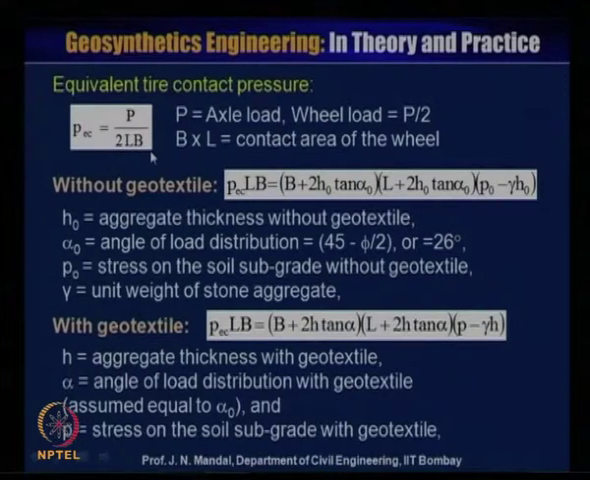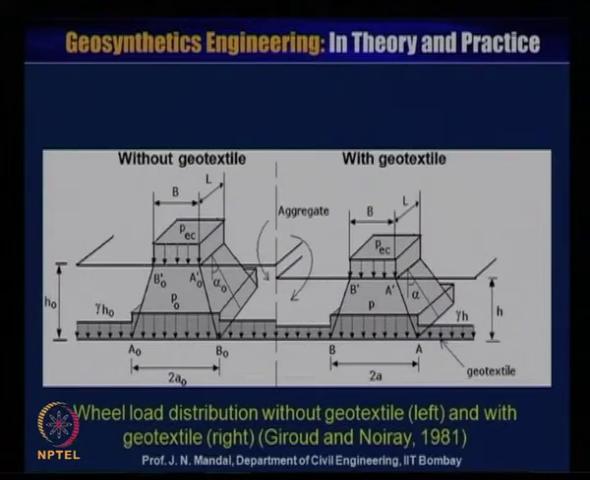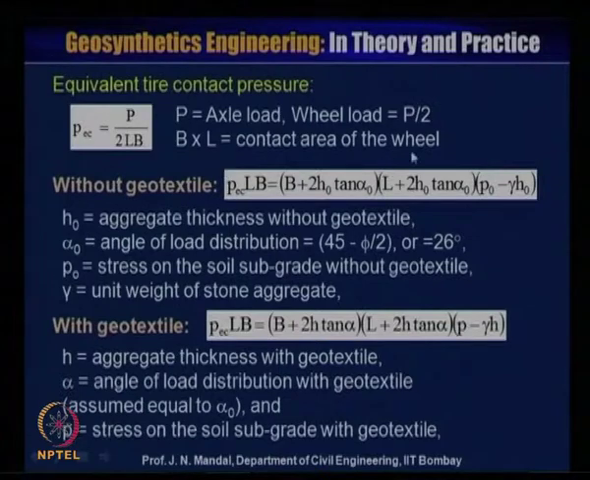As I said, B into L is the contact area of the wheel. This is the width of the tire and this is the length of the tire. So, the contact area of the wheel will be B into L. So, the equivalent tire contact pressure PEC is equal to P by 2 LB.